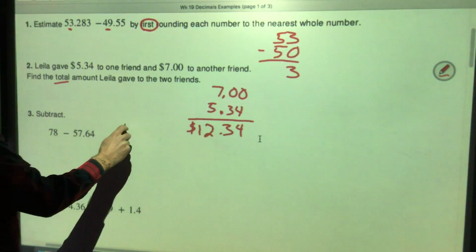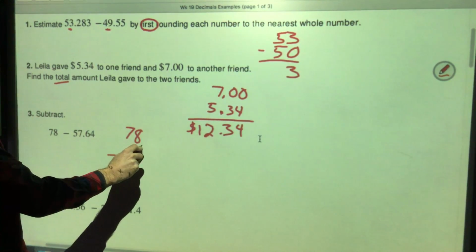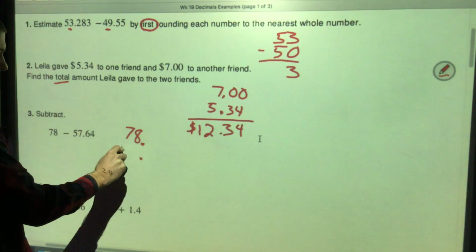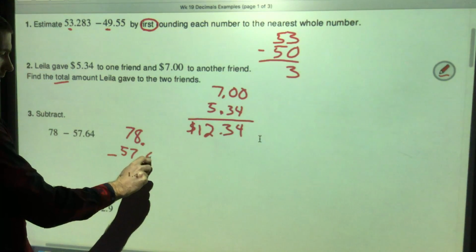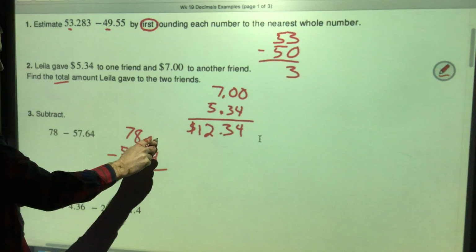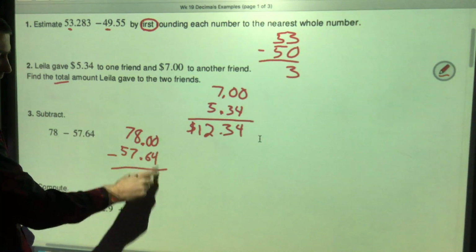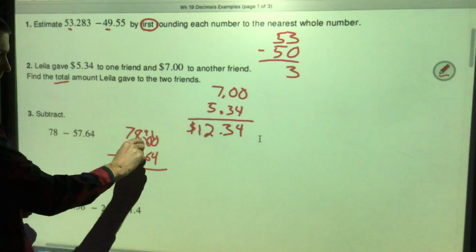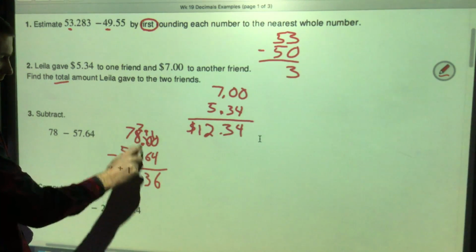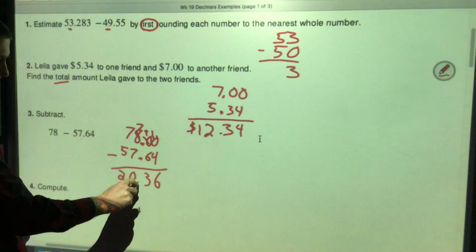Okay, subtract. 78 minus 57.64. Now 78, there is a decimal here, so we need to put the decimal after. So now that we have it set up like that, we want to make sure we annex some zeros here. If you don't annex those zeros, you're going to be in trouble. So we can't do 0 minus 4. We need to borrow. Borrow from here. 10 minus 4. 9 minus 6, 7 minus 7, 7 minus 5. And we bring the decimal straight down.